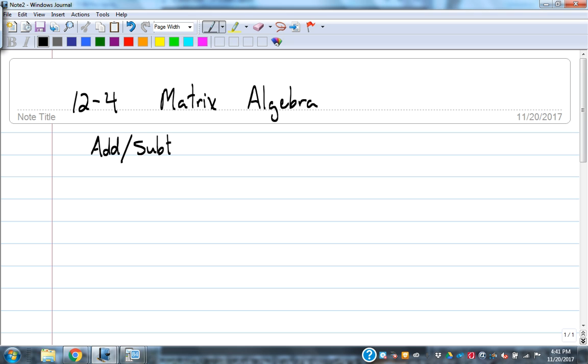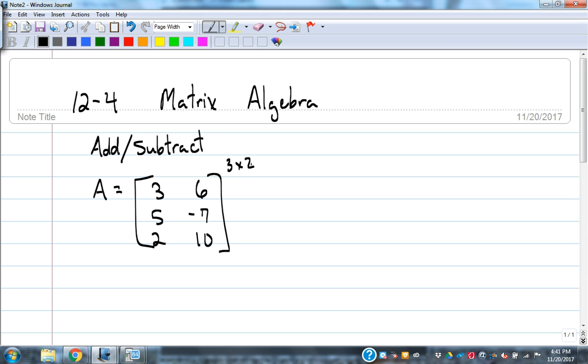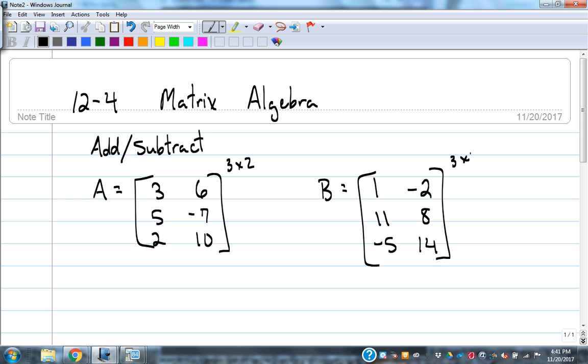If you're going to add or subtract matrices, let's say we had matrix A was 3, 6, 5, -7, 2, 10. What size is that matrix? 3 by 2. That's important. Say matrix B. 1, -2, 11, 8, -5, 14. What size is that matrix? 3 by 2. 3 rows, 2 columns.